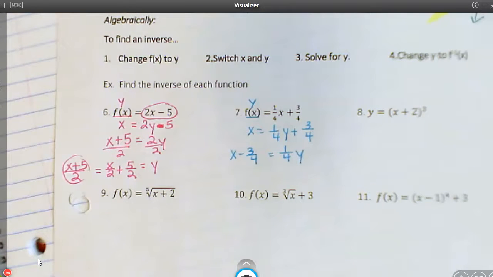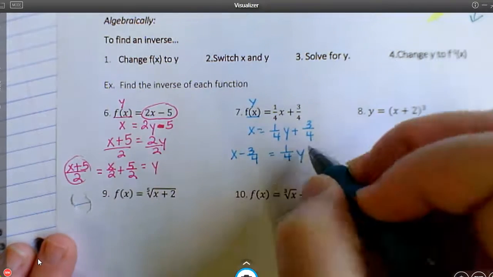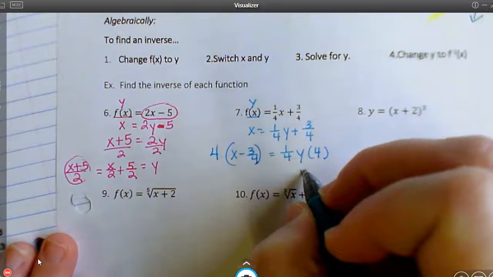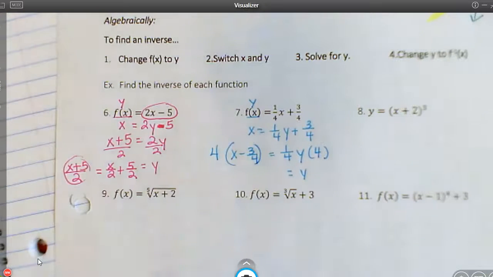Now, I need to get y by itself. So you can think about dividing by 1/4 if you want to, but that's kind of a little bit harder to think about as far as getting the answer goes. What I would suggest when you have something like that is multiply by 4. When it's 1/4 or 1/2 or 1/3, just multiply by that denominator, and that will eliminate the denominator here. So I'm going to multiply both sides by 4, which will give me y equals.